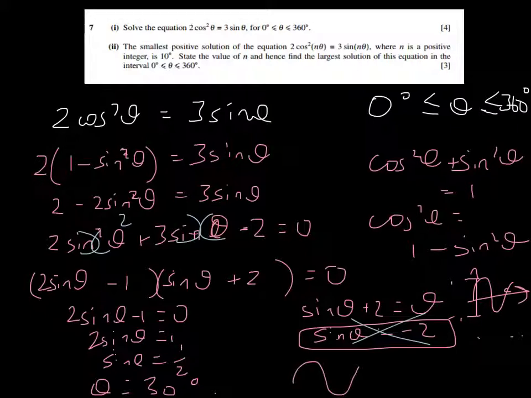We've got our sine curve there. We've got half across like that. So that's our first solution at 30. So our other solution is going to be at 180 degrees minus 30. So it's going to be 150 degrees is our other solution. Okay, so that's part 1.